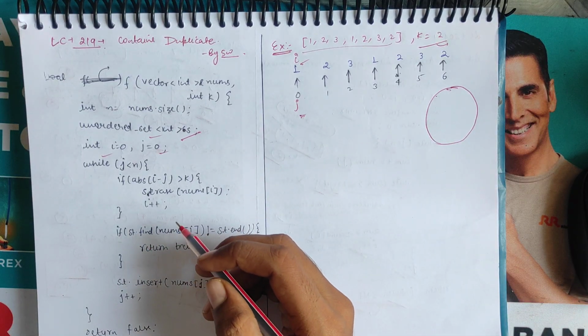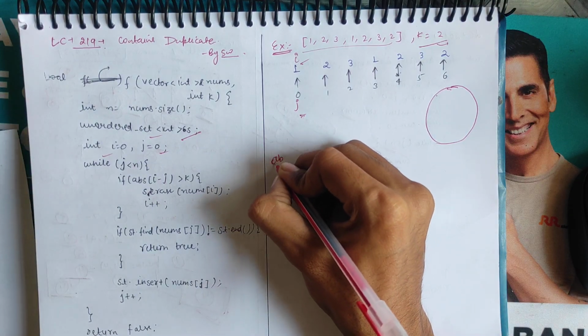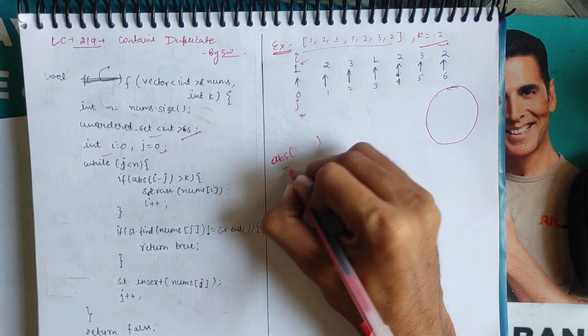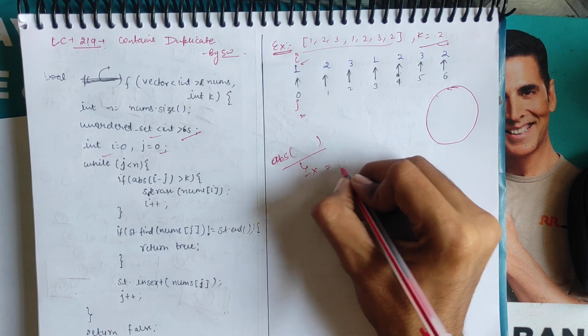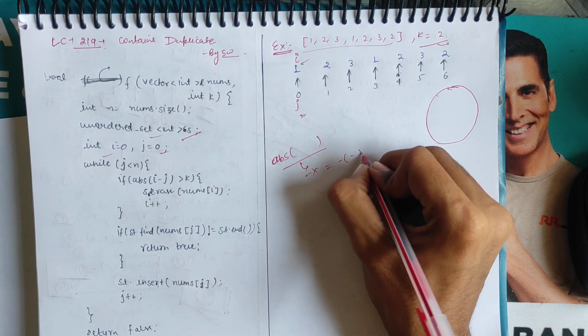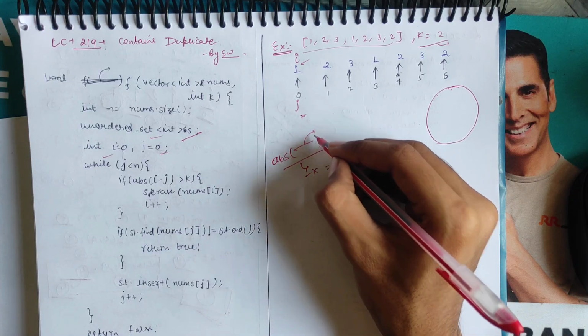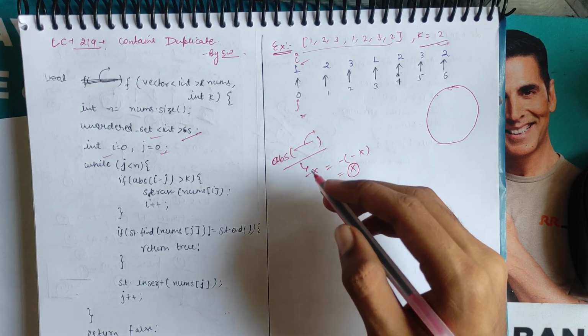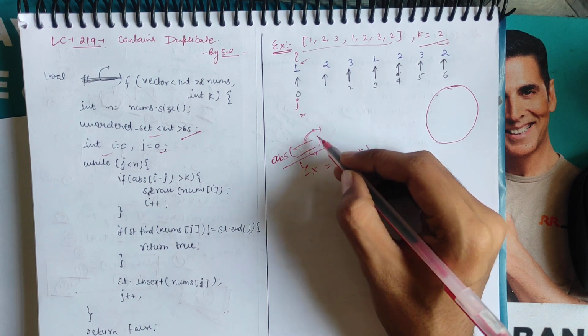What does abs mean? The abs function means absolute value. Like if here we have minus x, then it will return the minus of minus x, which means it basically always gives a positive value. Whether inside this we have a negative value or a positive value, it will always give a positive value.